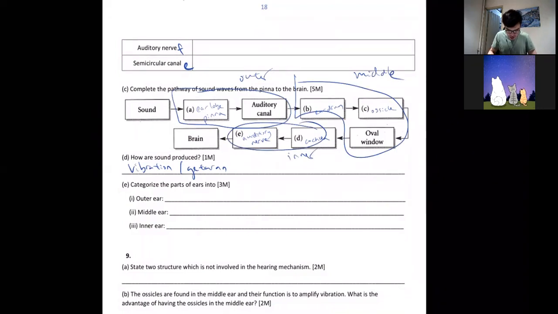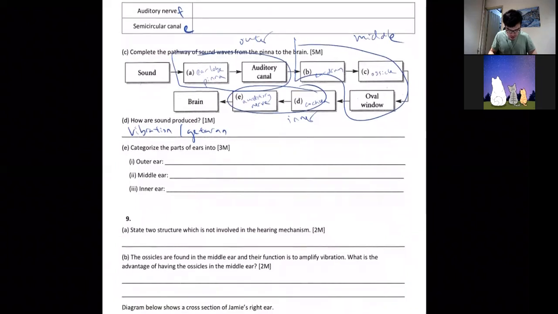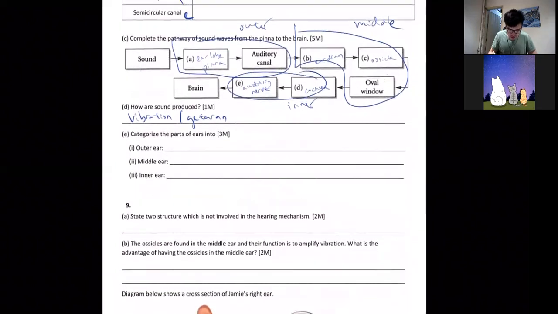So number 9. I'm going a bit fast, if you need me to slow down, let me know. Number 9, state 2 structures which are not involved in hearing. That will be your eustachian tube and your semicircular canal. I'm just rushing through everything, I'll try to cover as much as I can.